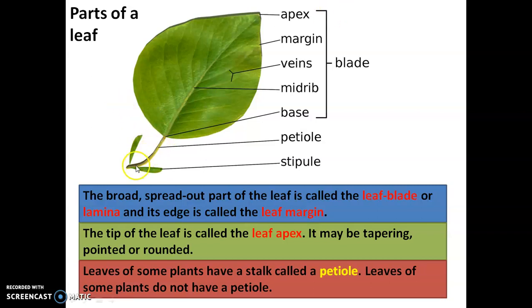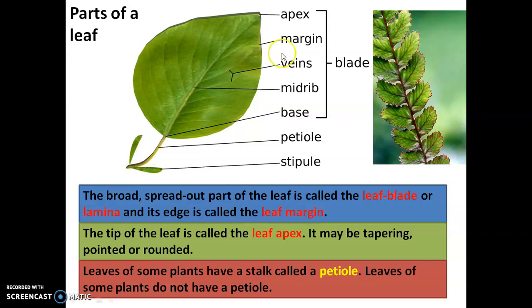Then leaves of some plants have a stalk called a petiole. So this is a stalk, that is called petiole. Leaves of some plants do not have petiole. Not all leaves have petiole. Now see these leaves. These are directly attached to the stem. There is no petiole as such. Petiole basically connects the leaf to the stem, but here we don't see any petiole. So a leaf might have a petiole, or it might not.